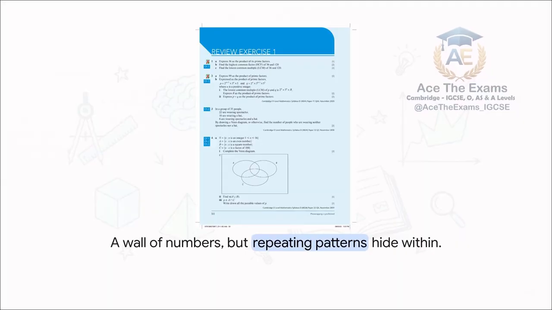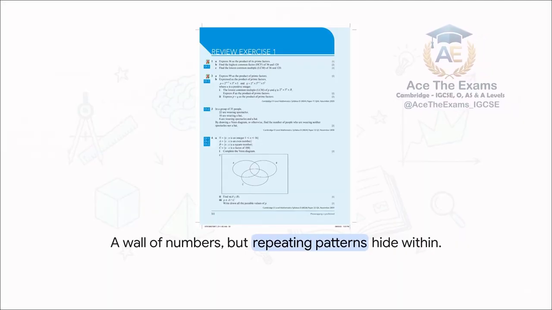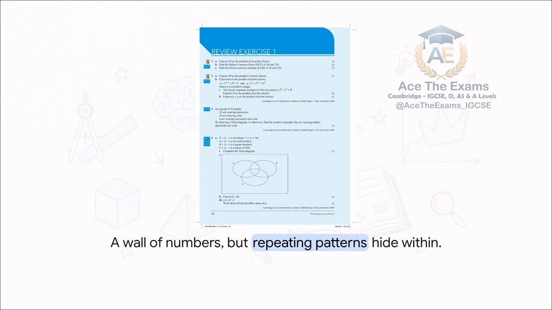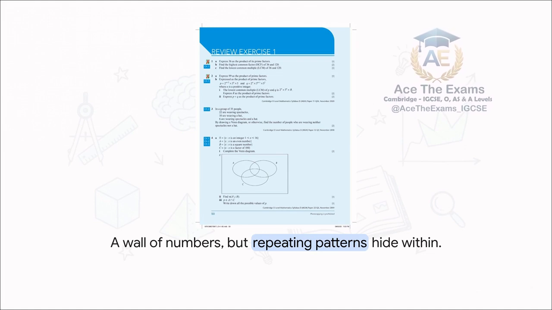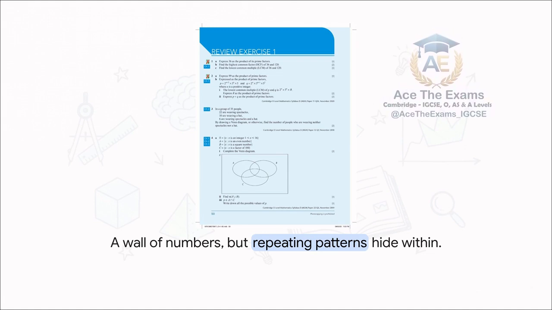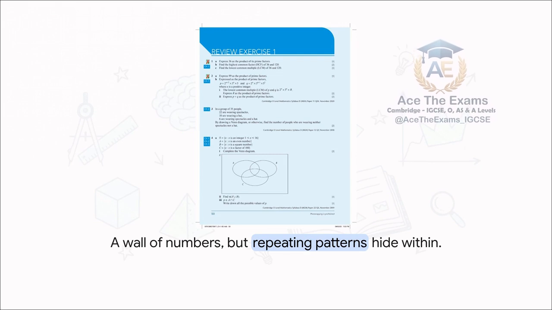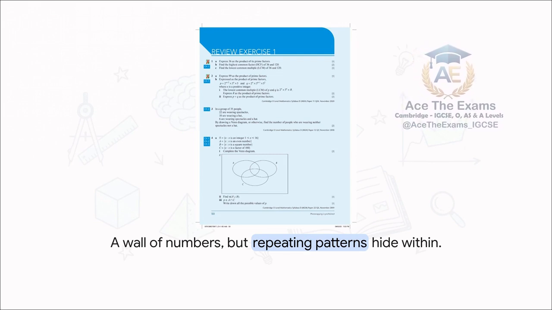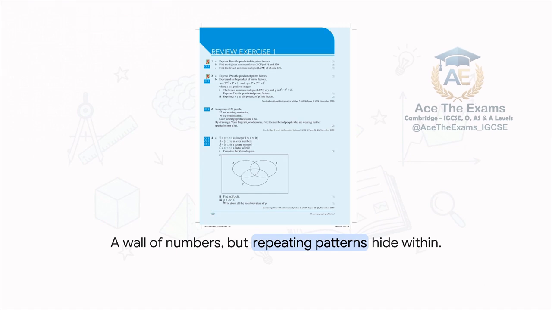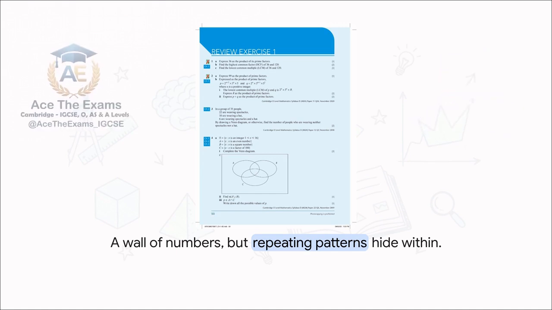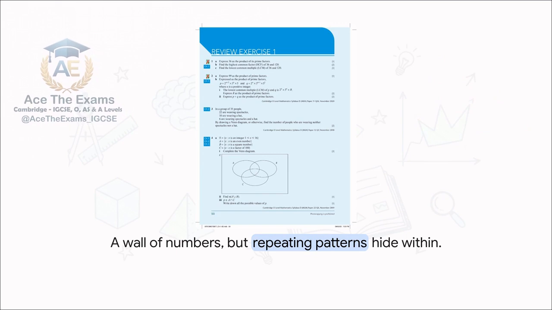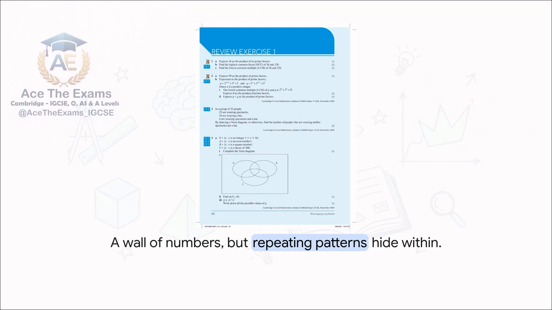Now, what's really fascinating about this specific data source is the raw layout we are looking at. At first glance, it's just a wall of numbers, but repeating patterns hide right there within it. I want you to direct your attention to the right margin of the page. Do you see those tiny numbers in the brackets? 1 mark, 2 marks, 3 marks. These are your patient's vital signs. They dictate exactly how much working out is required.